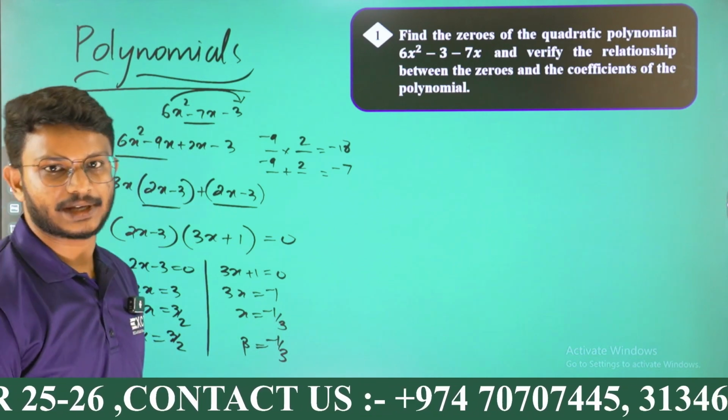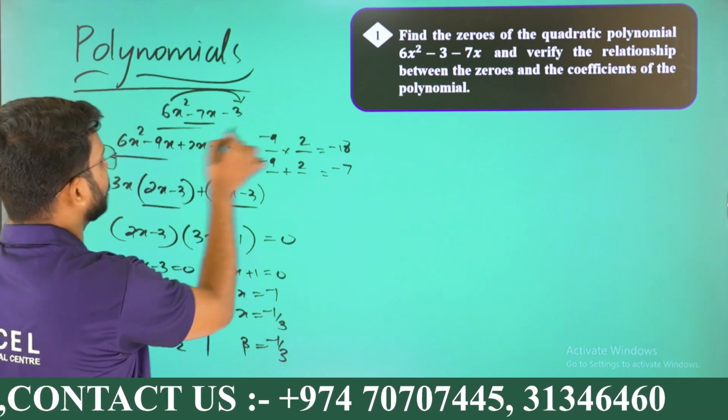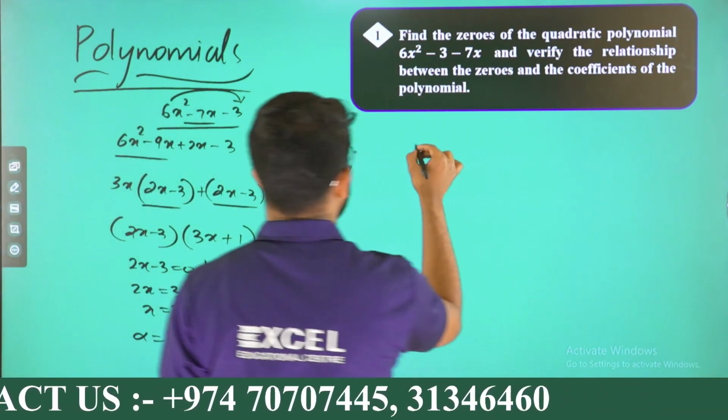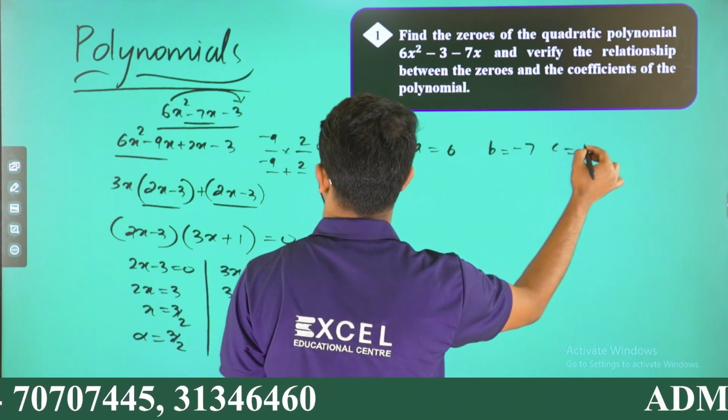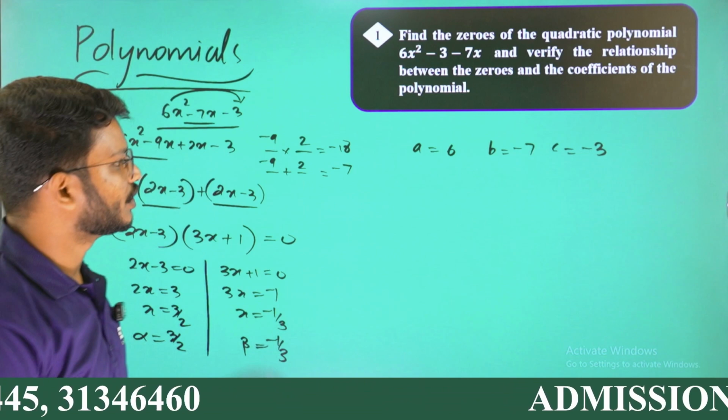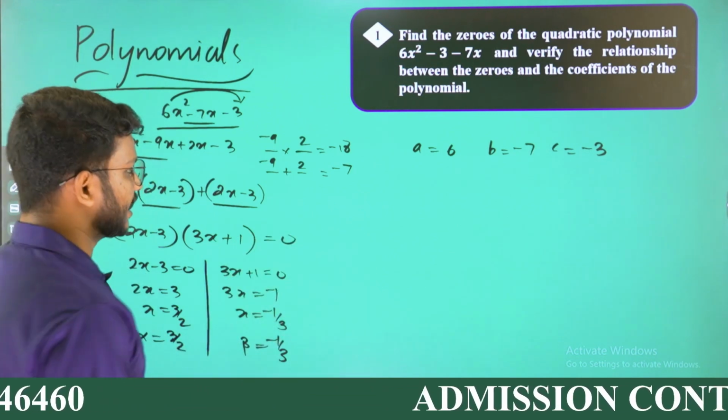Now we have to verify the relation, right? So from here we can find the ABC. A equals 6, B equals minus 7 and C equals negative 3. These are the values of ABC. So let's start the verification.